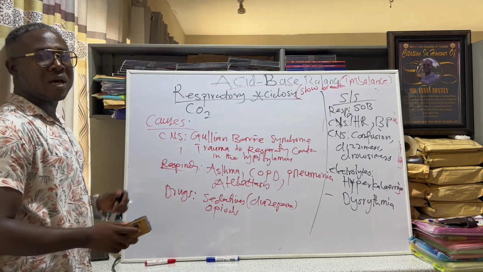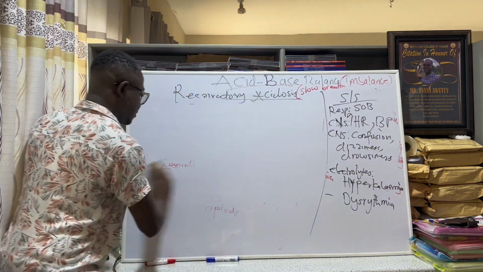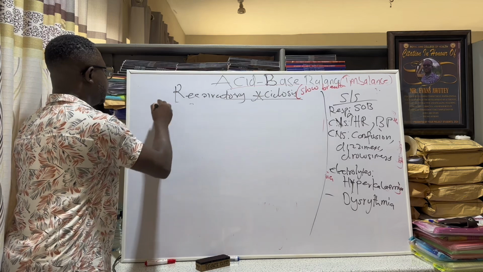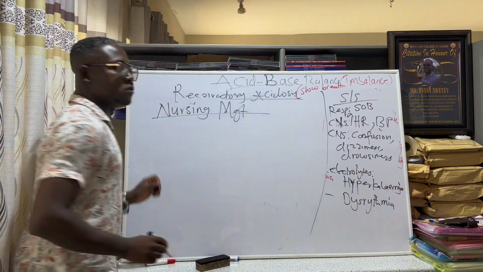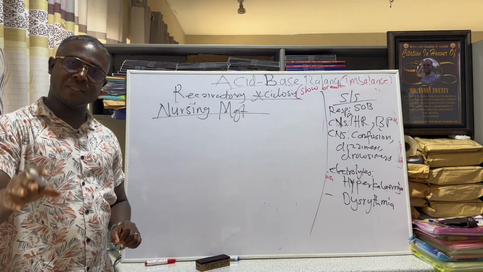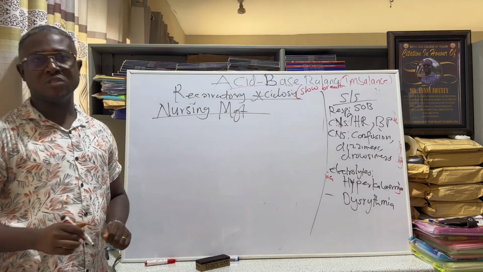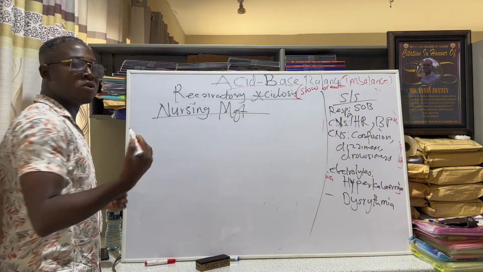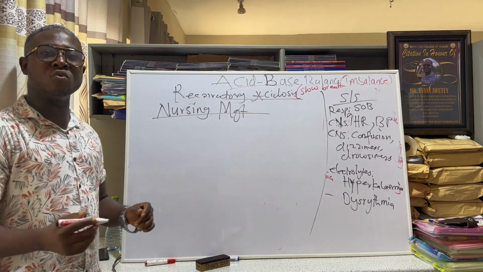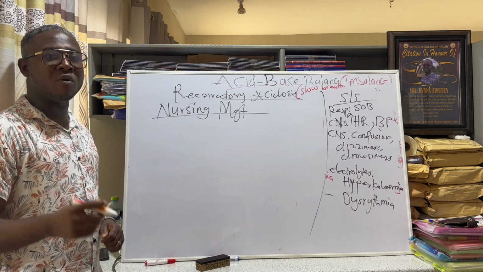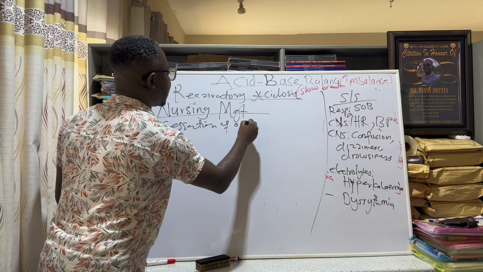Now let's look at the nursing management. The nursing management is symptomatic and at the same time depends on the cause of the respiratory acidosis. So we'll talk about use of opioids. If the person is on any opioids which is causing slow breathing, then we need to what? Let the person cease the intake of all opioids. So one, we can talk about cessation of opioid drugs.